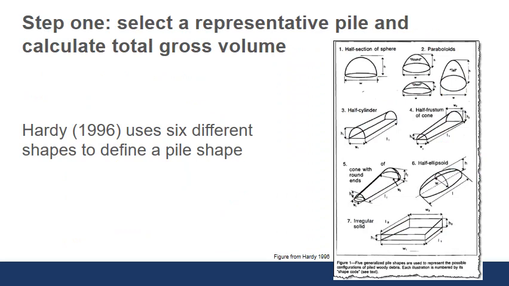The first step in estimating the volume, biomass, and smoke production of a slash pile is to select a representative pile shape and calculate the gross volume. Hardy 1996 uses 7 different pile shapes. Once you have selected a pile shape, you can calculate its gross volume using a formula. Hardy provides the formulas for each of the 7 shapes he uses.